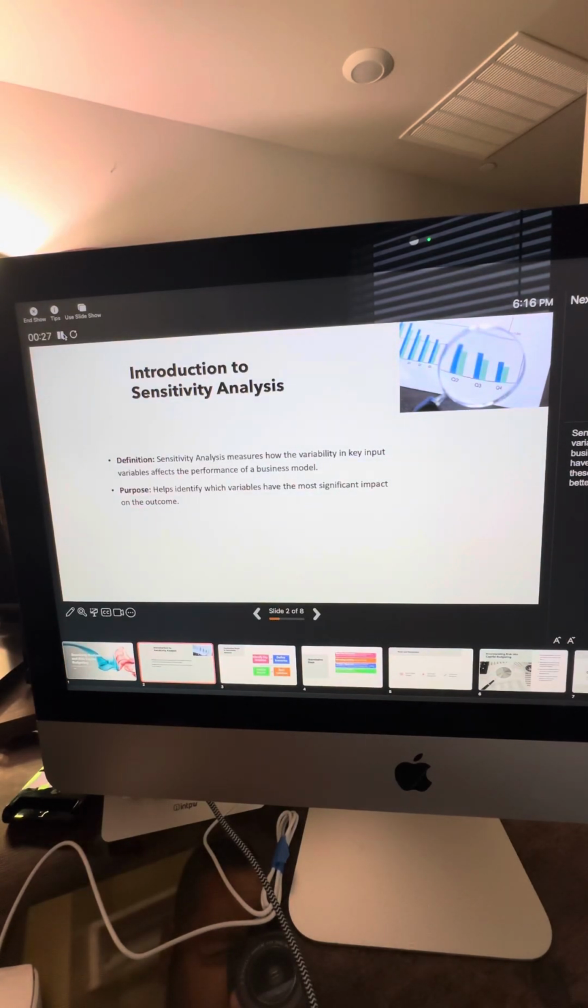Introduction to sensitivity analysis. Sensitivity analysis is a technique used to measure how the variability in key input variables affects the performance of a business model. Its primary purpose is to identify which variables have the most significant impact on the outcome. By understanding these variables, businesses can make more informed decisions and better manage risks.